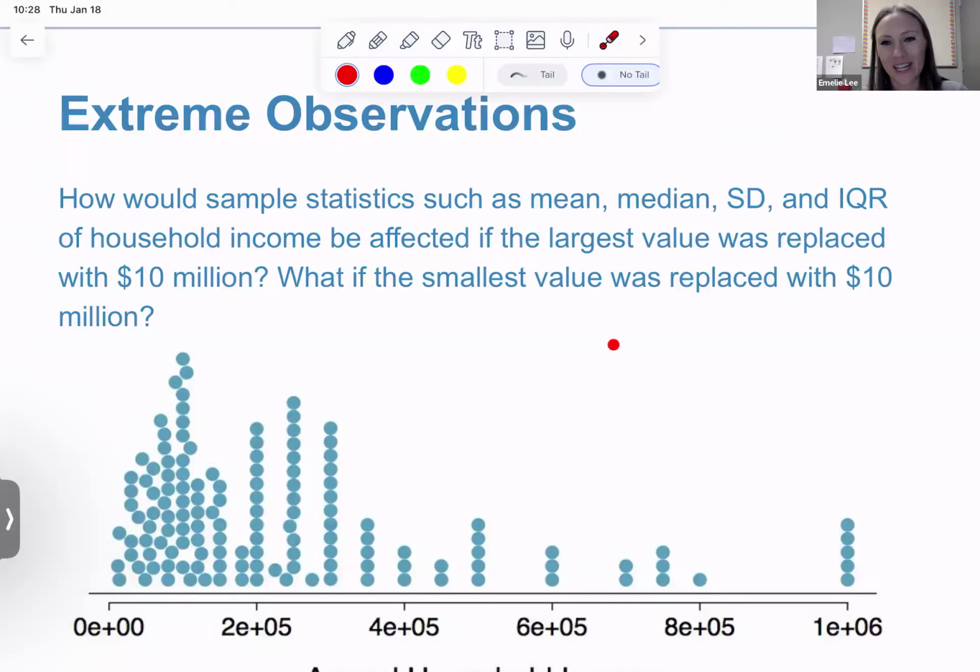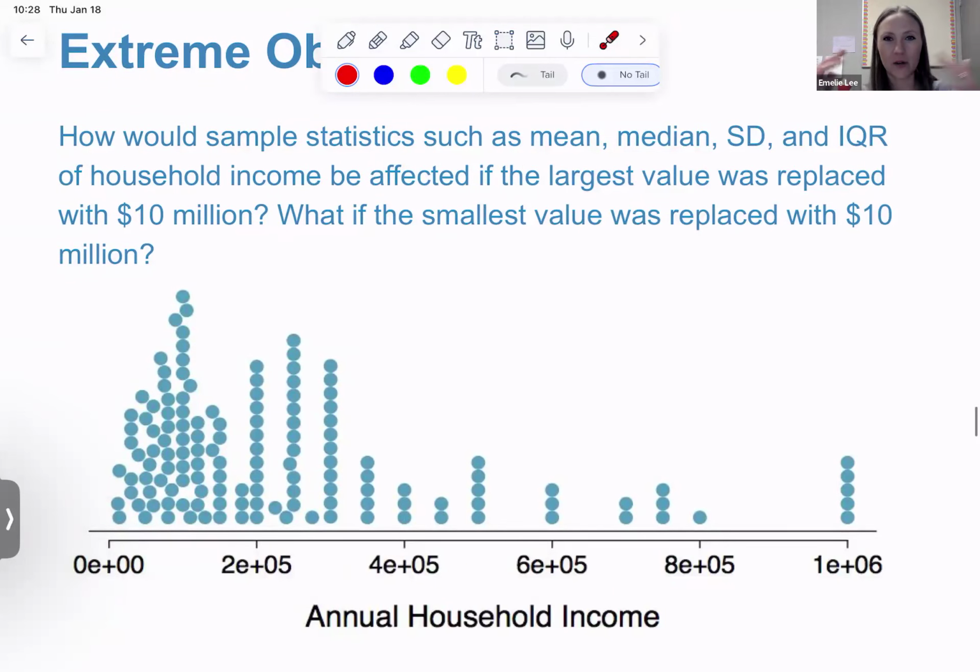So here what we're getting at is the median and the interquartile range, right? The interquartile range is the distance between the quartiles. Well, the quartiles don't care about extreme values, right? We're looking at the distance of the middle 50% of the data, and so it doesn't care about those outside values, whereas the mean and the standard deviation absolutely do.